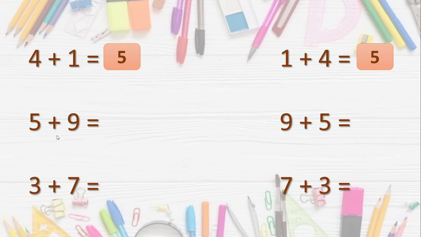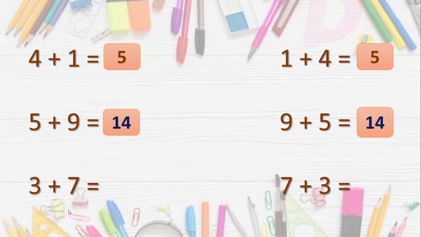See, 5 plus 9. This is 9 plus 5. So 9 is a big number we will keep in our mind and 5 fingers we will take. 9, then comes 10, 11, 12, 13 and 14. Isn't it? We got the answer 14 for both the sums. So we will write here.